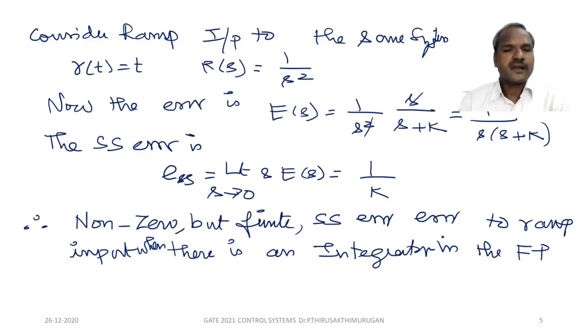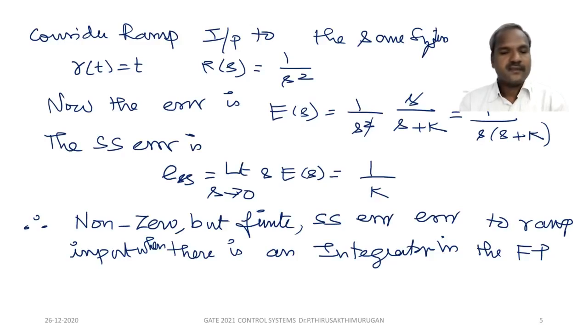Clear? So consider a ramp input to the same system, the same integrator system. What happened? R of t equal to t for the ramp input. In general, it is kt. So R of s equal to 1 by s square, or k by s square. Now the error is E of s equal to 1 by s square into s plus k. If you simplify this, the steady state error ESS equals limit s tends to 0 of s into E of s. If we put this, we will get 1 by k.